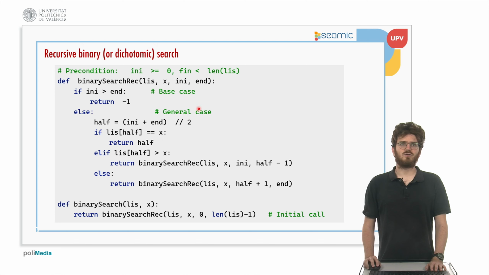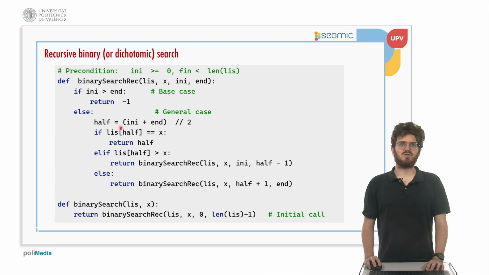And then if we go to the recursive implementation, we can see that the base case is whenever the begin and end pointers are crossed, so the begin index is greater than the end one, and in that case we haven't found anything and we return -1. And in the general case, we apply the binary search strategy and split the list in two as necessary.